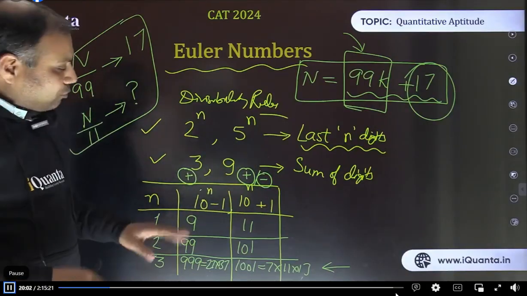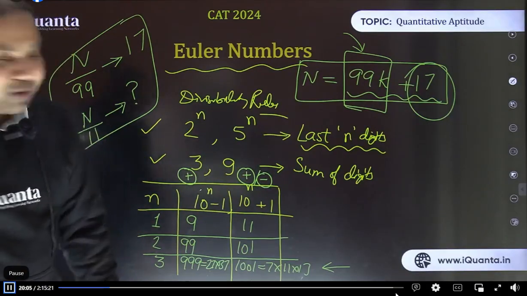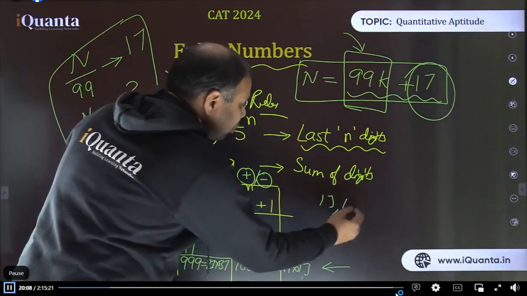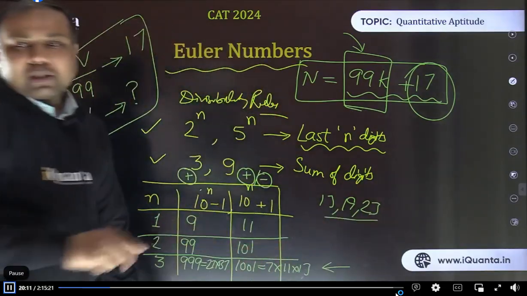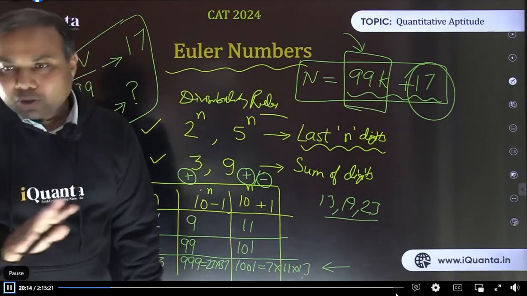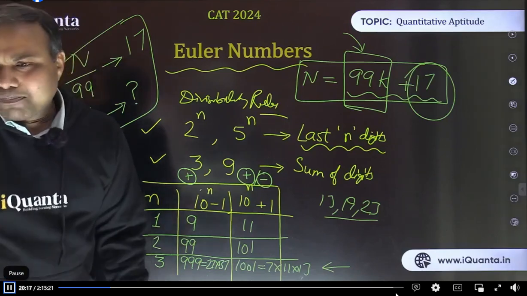Other than this, whatever divisibility rules are there for other prime numbers, as someone was asking for 13 or 19 or 23, there are other rules, but those rules only tell us whether the number is divisible or not. They do not tell us about the remainder. That's why they are not very important.